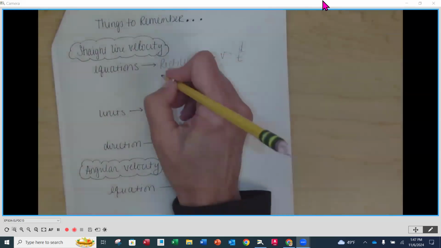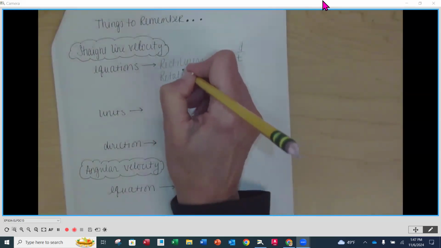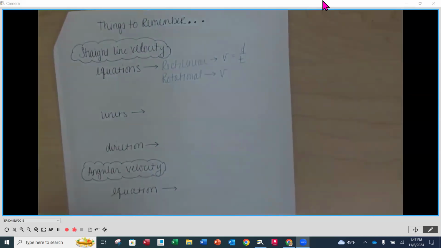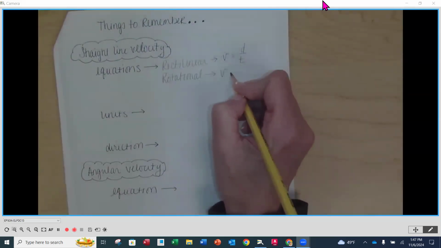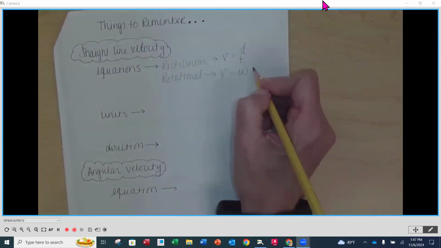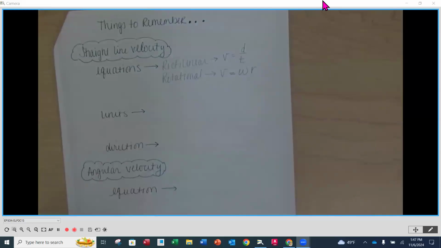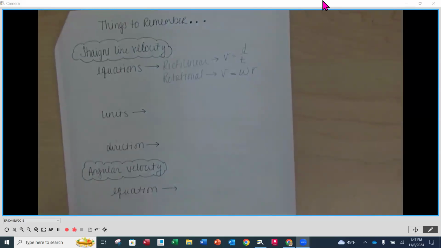The other one was rotational. And the straight line velocity component when something is rotating is going to be equal to its angular velocity times its distance away from the center of rotation, or its radius. Okay, any questions on that? Everybody got those two versions, if you would.